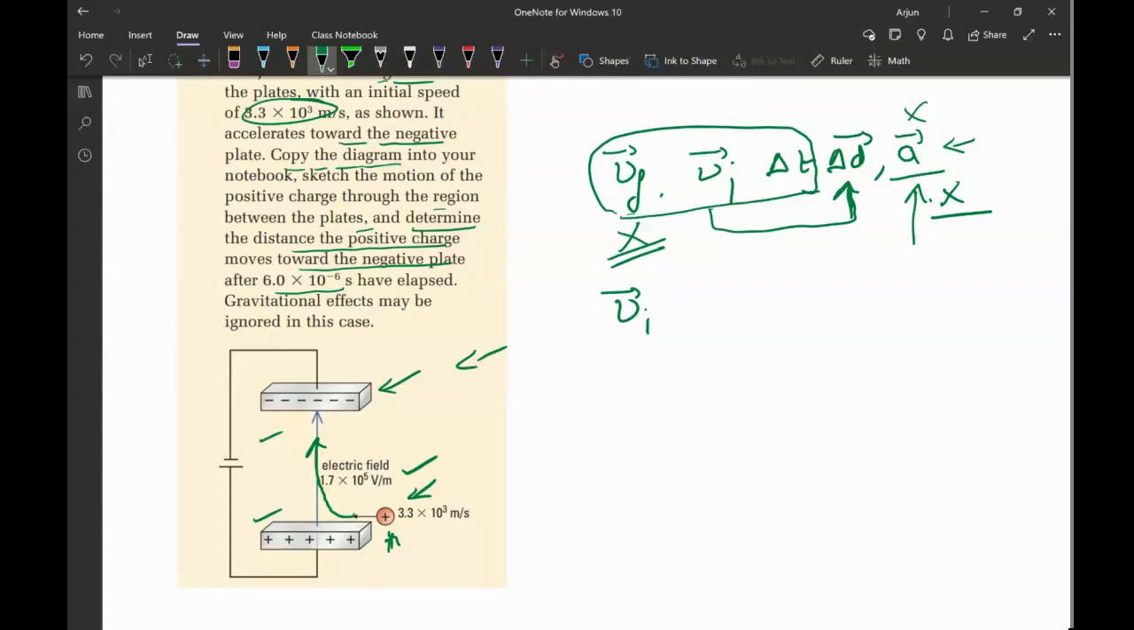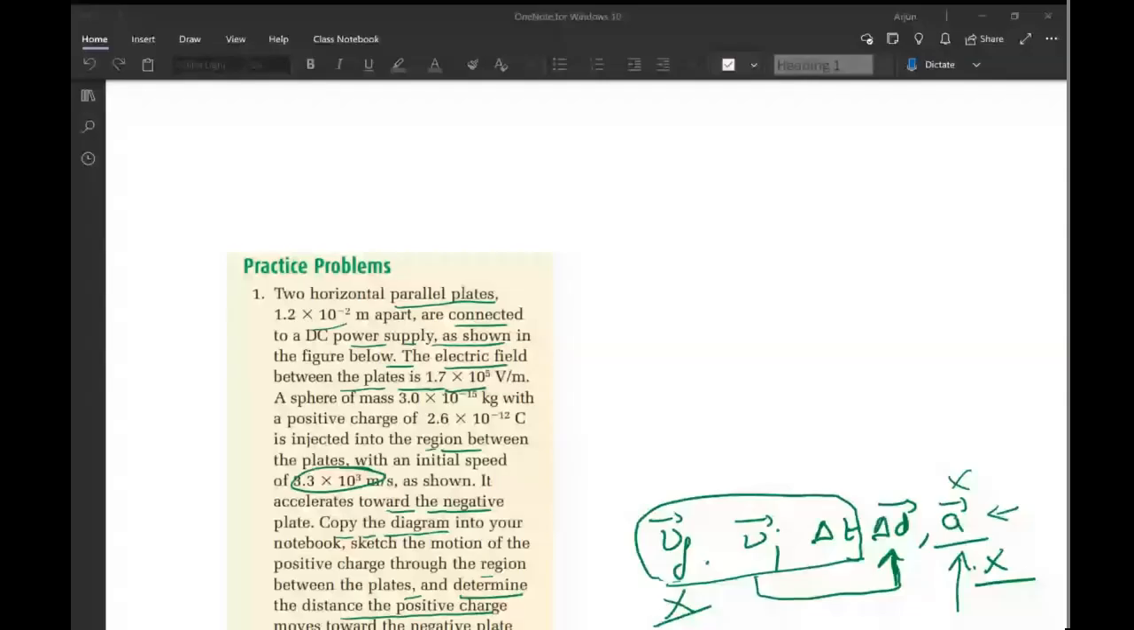v final. Oops, I cannot write it right now. Seems like my computer screen has stopped for a second. Let me reconnect it. Hold on. Yeah, hopefully we guys are back.